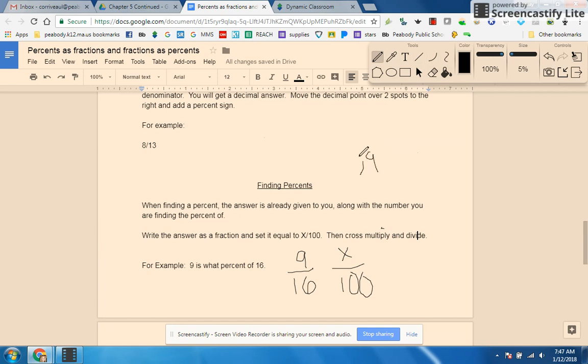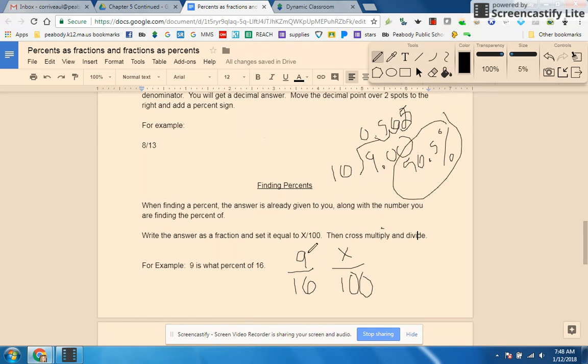So you could do 9 divided by 16. Add a decimal point because you're going to get a decimal answer. So I'm just going to do that on my calculator because I'm running out of time here. So I get 0.5625. Okay, and then I can move the decimal 2 spots to the right and get my answer. So 56.25%.